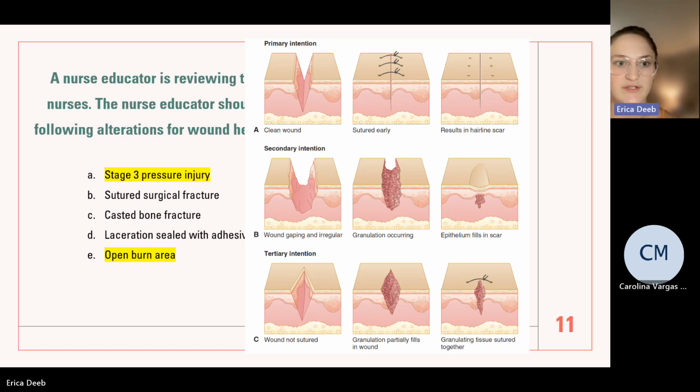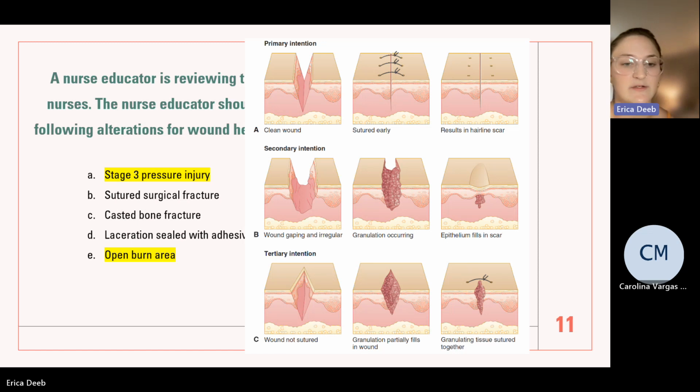So a stage 3 pressure injury, there's not much we can do to help pressure injuries, and we never close them up. They just have to heal on their own. So that would be secondary intention. B, a sutured surgical fracture. This would be primary intention. It's sutured. Immediately we know primary. A casted bone fracture, again, that would be primary.